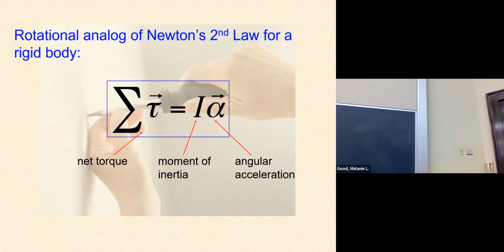Now, I did gloss over some things here because remember that it's net torque. In reality, there's probably some friction here that is applying a torque against that, but we ignored that for our purposes right now.